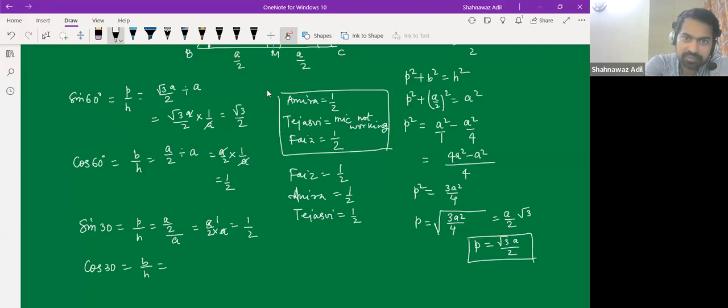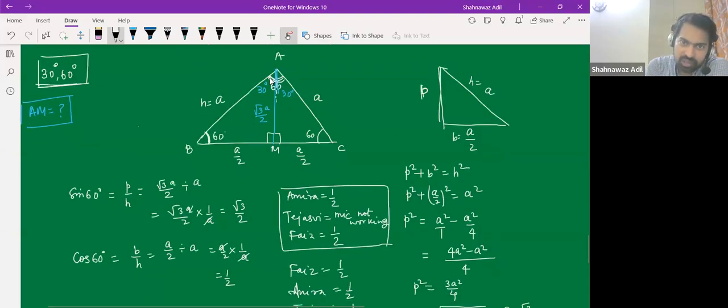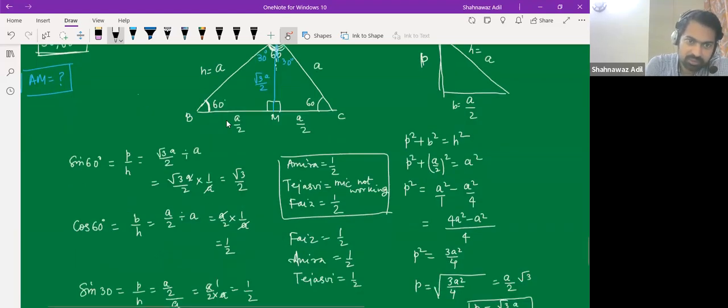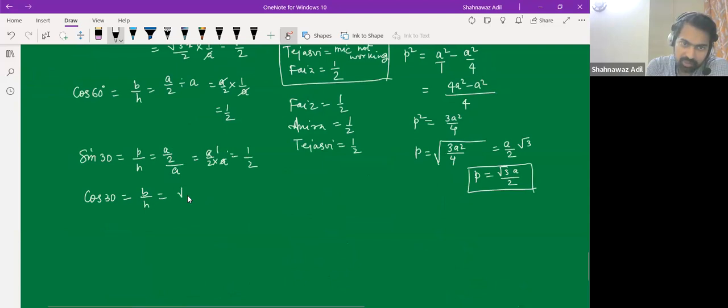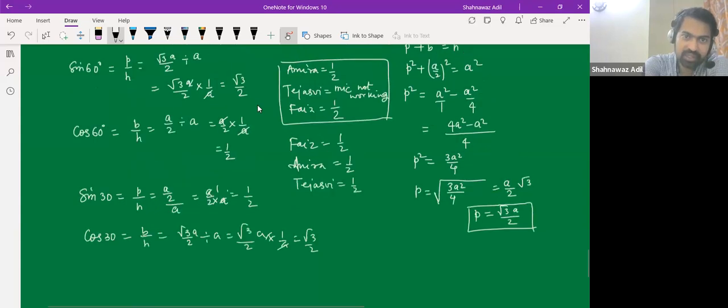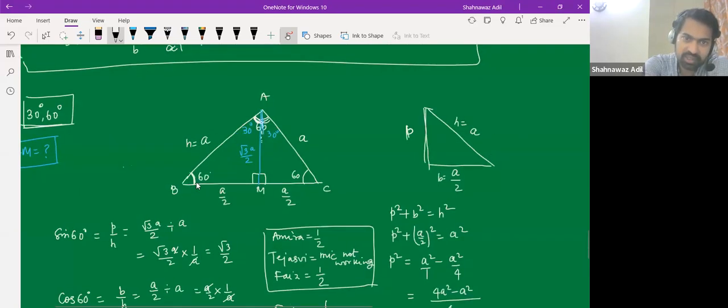From here, cos 30 is base by hypotenuse. So this is base root 3 by 2 and hypotenuse, so base by hypotenuse is root 3 by 2. So this is how we calculate the values. This is how we calculate the values of 30 and 60 degrees.